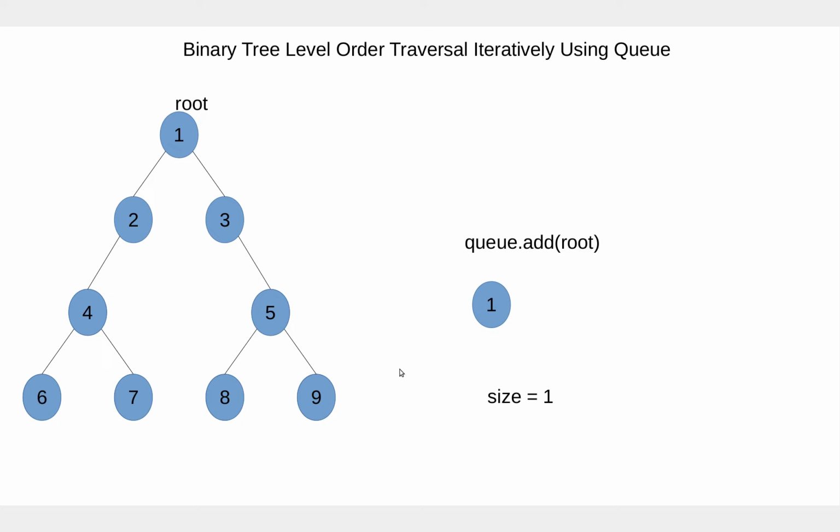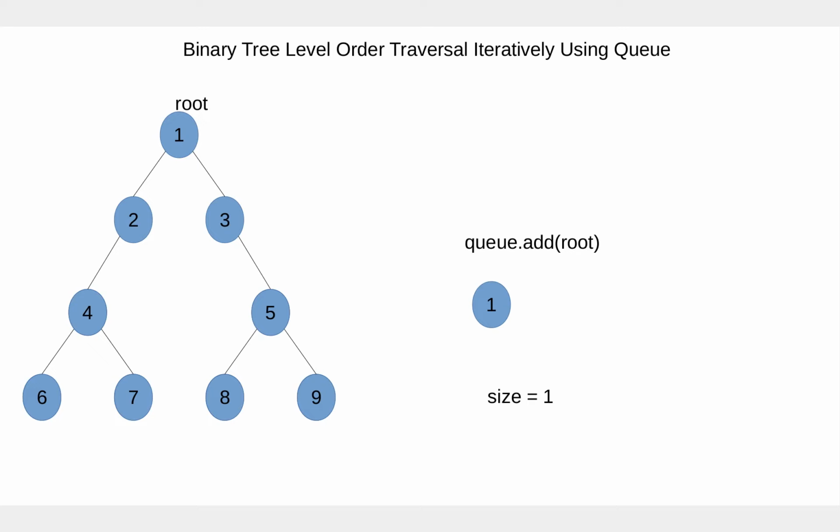Now during each iteration, we remove the node at the front of the queue and process it. If the node has a left child, we'll add the left child to the queue. If the node has a right child, we'll add the right child to the queue. So we'll repeat this process until the queue is empty. So let's do that now.